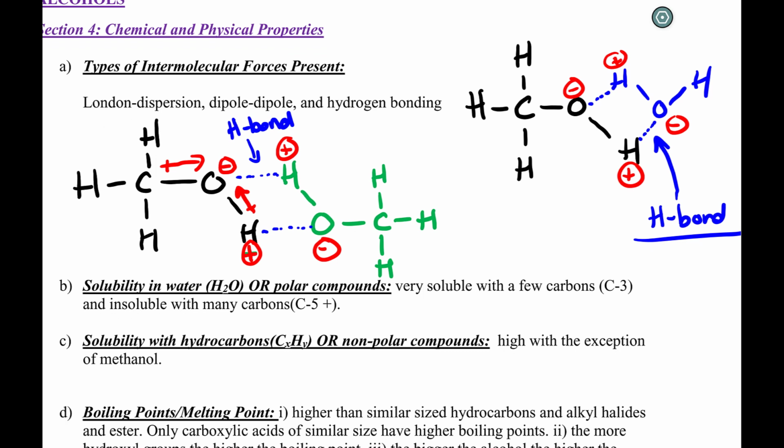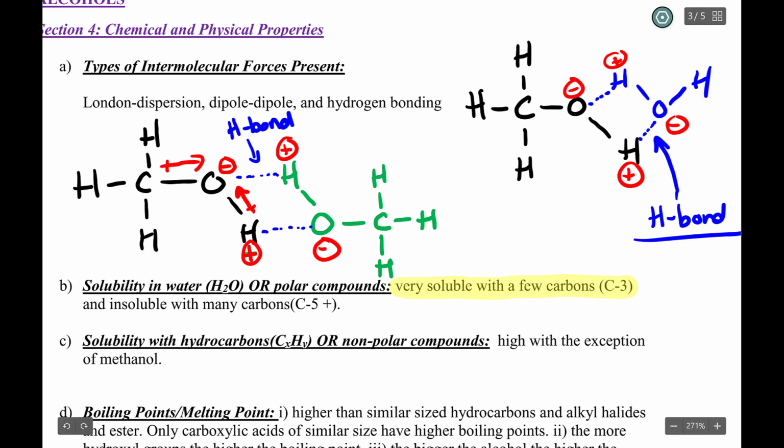Now, in terms of solubility, I don't want you to fall into the trap of thinking, well, if it's polar, polar things dissolve polar things, and that's it. Polar water will dissolve polar alcohols up to about 3 to 4 carbons. So I've written this here for you. They're very soluble with few carbons, so up to about propan-1-ol, propan-2-ol. The butanols, you get it to dissolve a little bit.